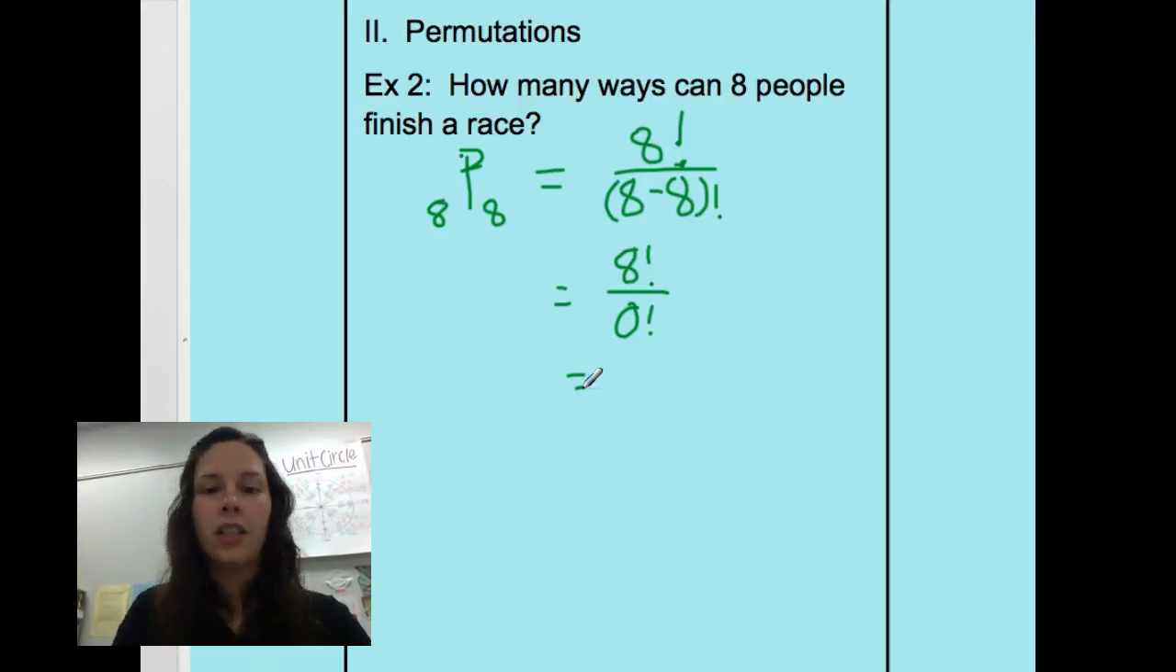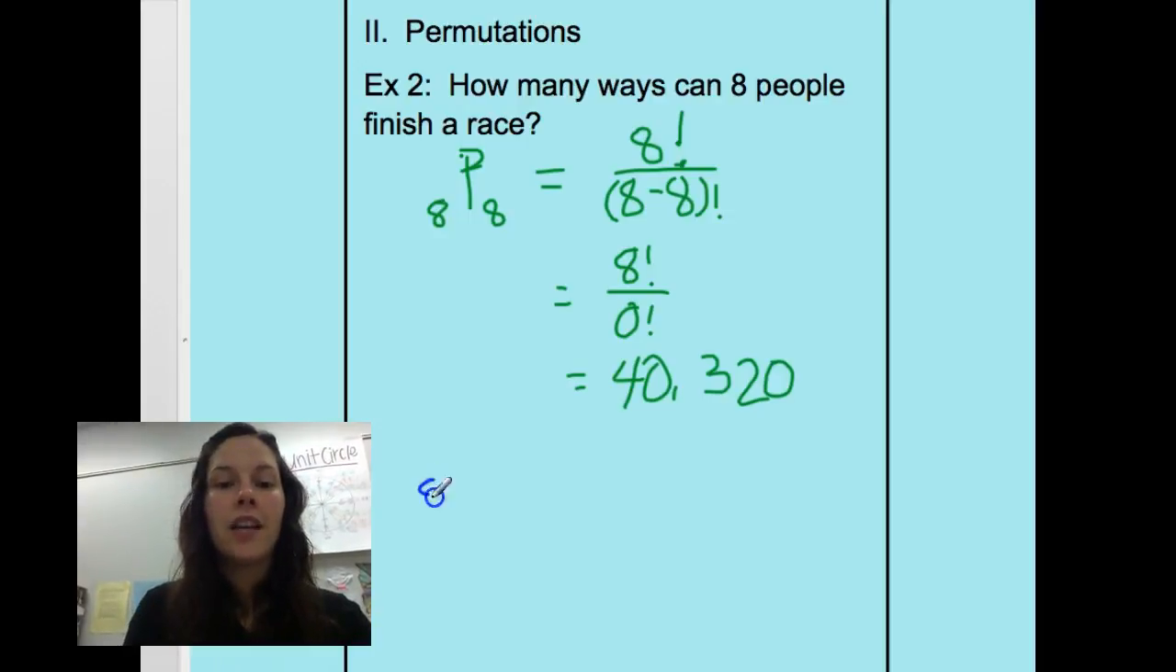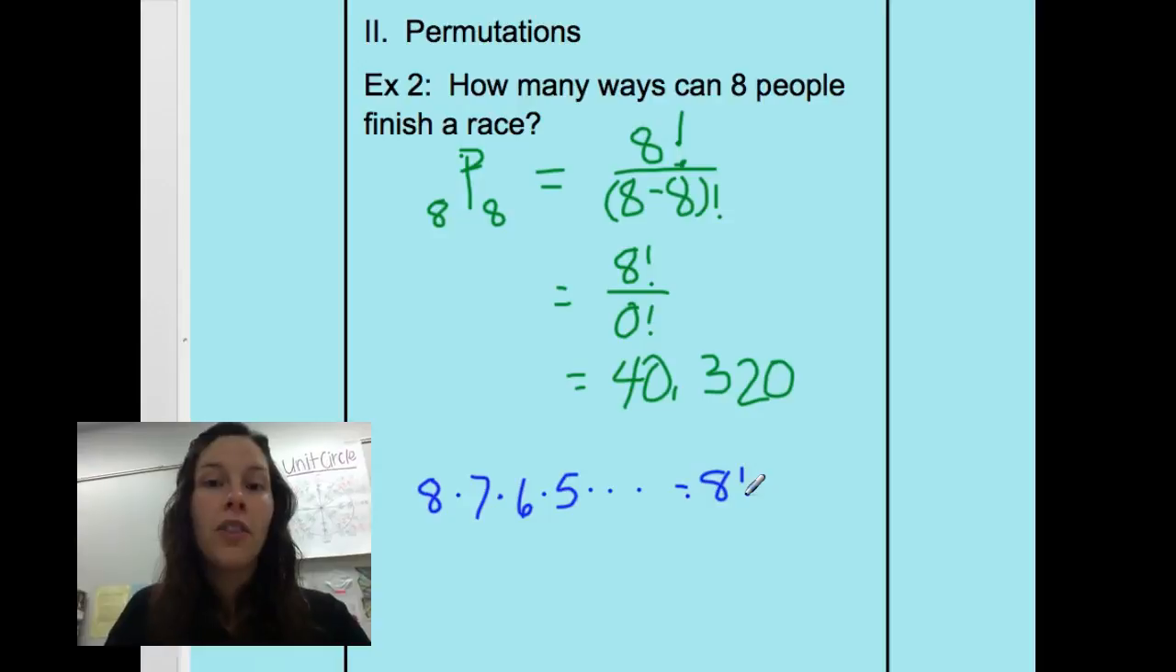So 8 factorial is 40,320 different possible ways for people to finish the race. Another way to think about it is there's 8 people that could finish first. After somebody finishes, there's now 7 people left for second place, 6 for third, 5, and so on, which is 8 factorial. So thinking about it the 2 different ways, they have to be equal to each other to get the same number of outcomes either way.